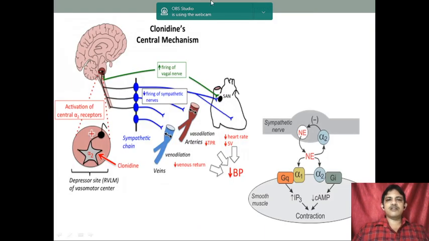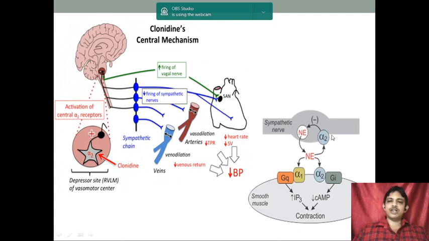Next category of the drug is clonidine. Now, clonidine acts on the alpha 2 receptor. If you remember, whenever noradrenaline is released from the neuron, it will act on the alpha 1, alpha 2, beta 1 and beta 2 receptors, which are present at the post-junctional site. But at the presynaptic neuron there is a presence of the alpha 2 receptor.